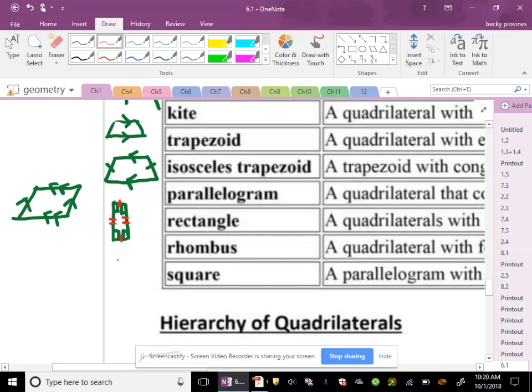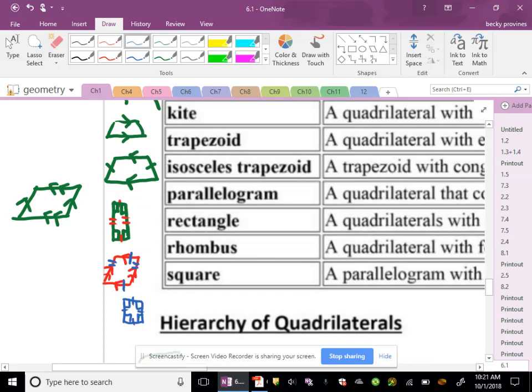Rhombus. A rhombus is like a parallelogram, but it has all equal sides. It's kind of like a square that's pushed over to the side a little bit. All these sides are parallel, but opposite sides are also equal. And lastly, square. You guys know what a square is. All equal angles, all equal sides.